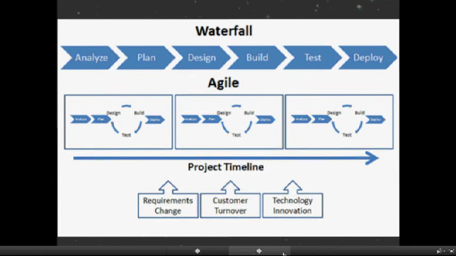Then we look at the process. We can see in traditional methods there are different phases with a long time schedule. And in agile development, you can see there are iterative development phases with a short time schedule.